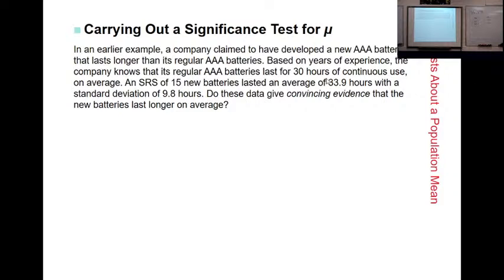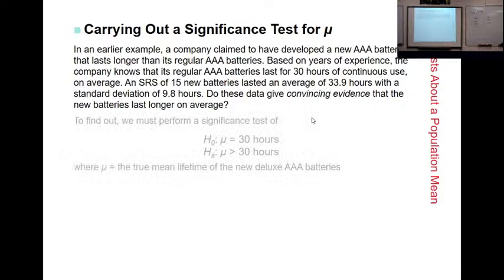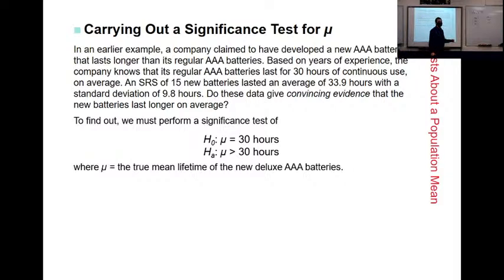So, do we have convincing evidence? Our null hypothesis would be that the mean is 30. Our alternative would be that the mean is greater than 30. I know the alternative is that the mean is greater than 30 because I want the batteries to last longer. We talked about that first step. Now let's talk about the rest of the steps.